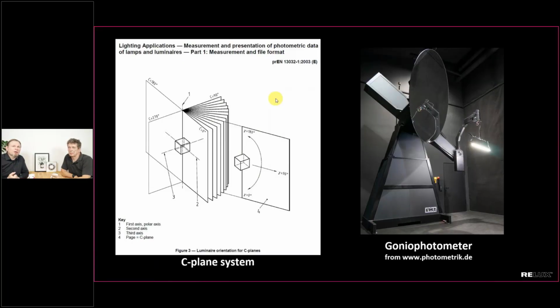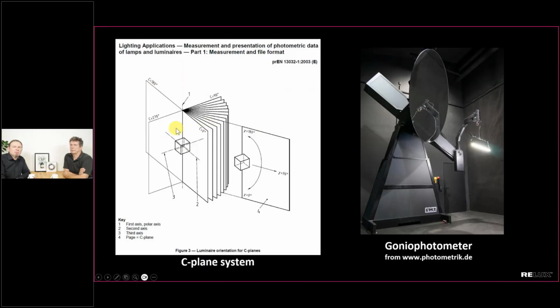And here we have an introduction of this C-plane file. That's why I put this picture here. C-plane means we have this small cube in the middle, which is the luminaire, and we have a bunch of planes around this luminaire and around the middle line from top to down, in a way.